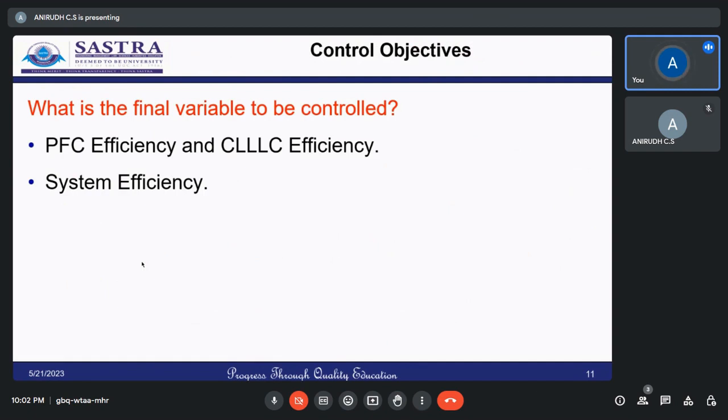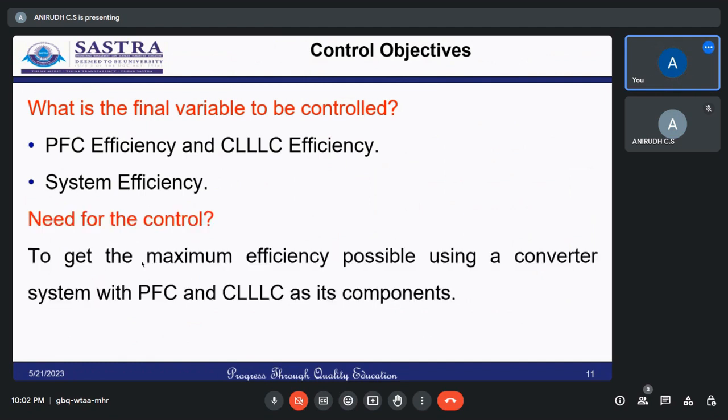So now what is the final variable to be controlled? The final variable to be controlled is the overall system efficiency, but that is purely dependent on PFC efficiency and CLLC efficiency. So what is the need for the control? To get the maximum efficiency possible using a converter system with PFC and CLLC as its components.